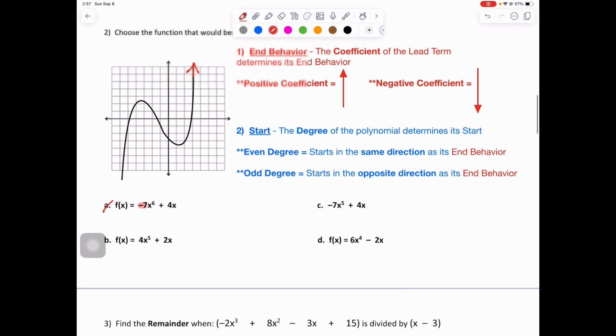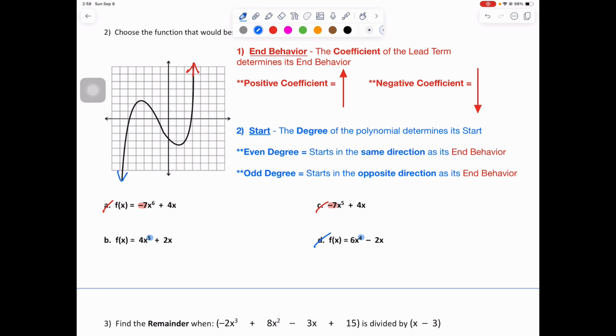Now any answer choice with a negative coefficient, we can get rid of. C is negative as well. Let's get rid of that. Now we can jump right into where it starts. We know we have a positive 4 and a positive 6, but now we need to look at the degrees. I'm going to highlight our 5, and I'm going to highlight our 4. Remember, an even degree starts in the same direction as its end behavior. So an even degree would mean they both point upward, the same direction. And we know that it's an opposite direction.